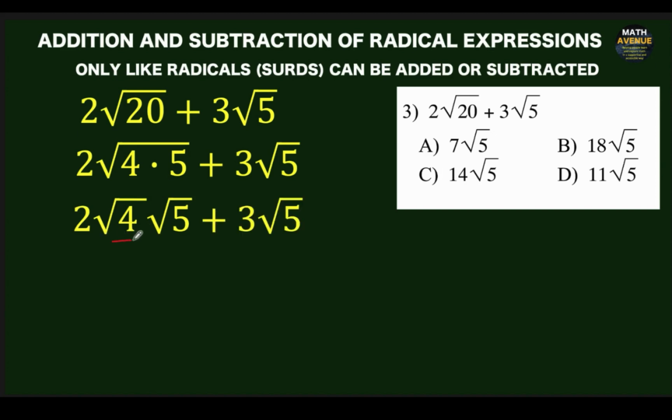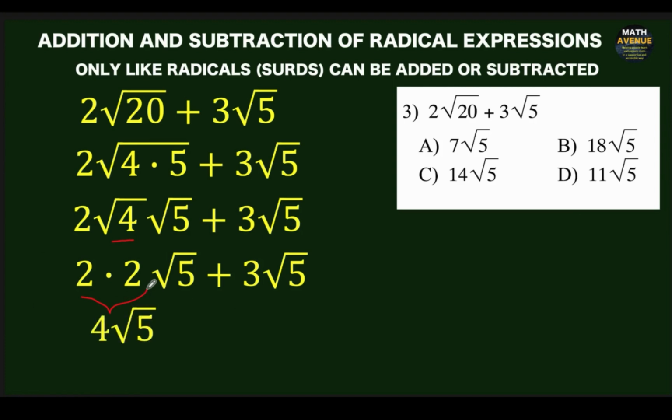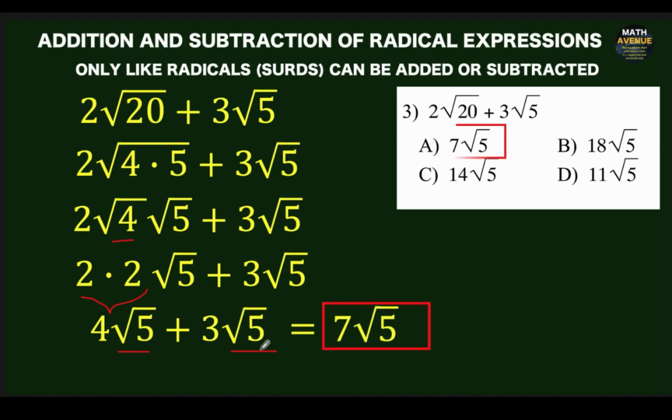Then, square root of 4 is equal to 2, so magi siyang 2 times 2 times square root of 5, copy 3 square root of 5, and then 2 times 2 is equal to 4. Copy all the rest. And you now have here like radicals. 4 copies of square root of 5 plus 3 copies of square root of 5 equals obviously 7 copies of square root of 5, and that is letter A.